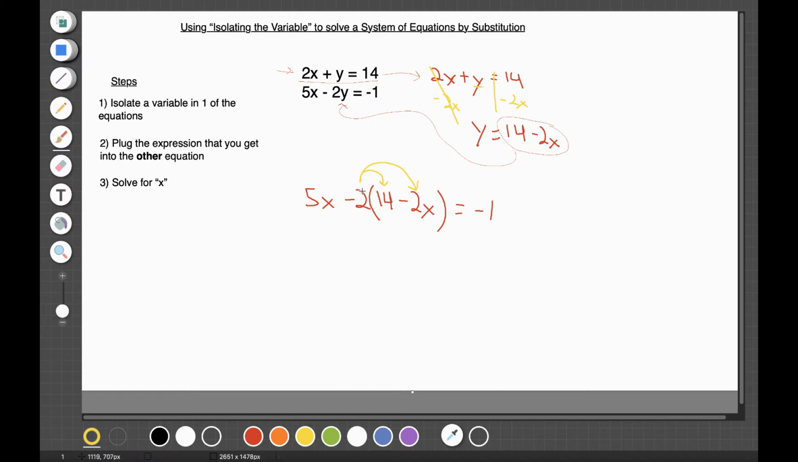Okay, so negative 2 times 14 gives me negative 28. Negative 2 times negative 2x is positive 4x. Remember, that negative needs to be attached, okay? Whenever you have negative 2 here, you're multiplying the negative and the 2, okay? Negative 2. Okay, we'll pull down everything else. So we have negative 1. We still have our 5x over here. So we have 5x minus 28 plus 4x.